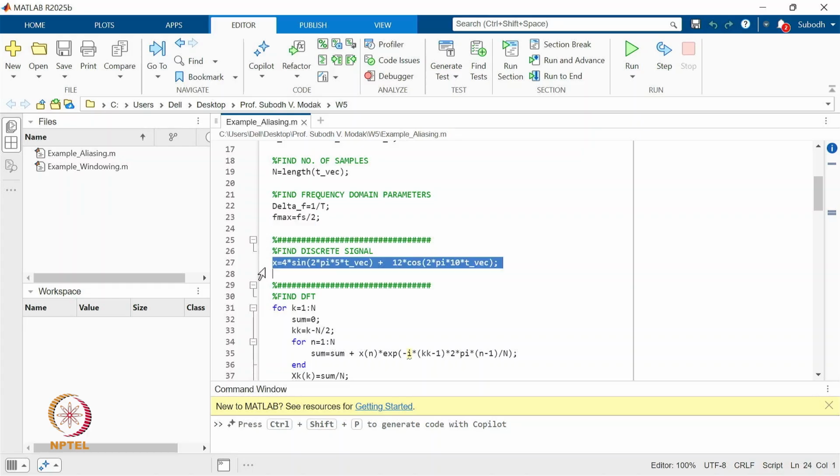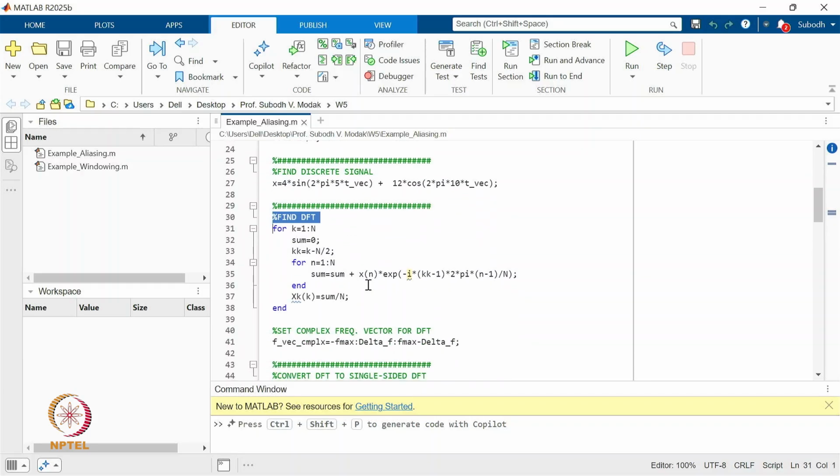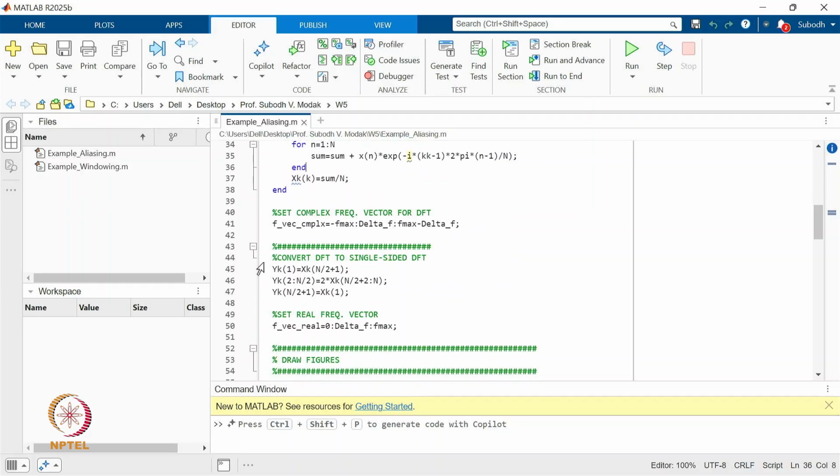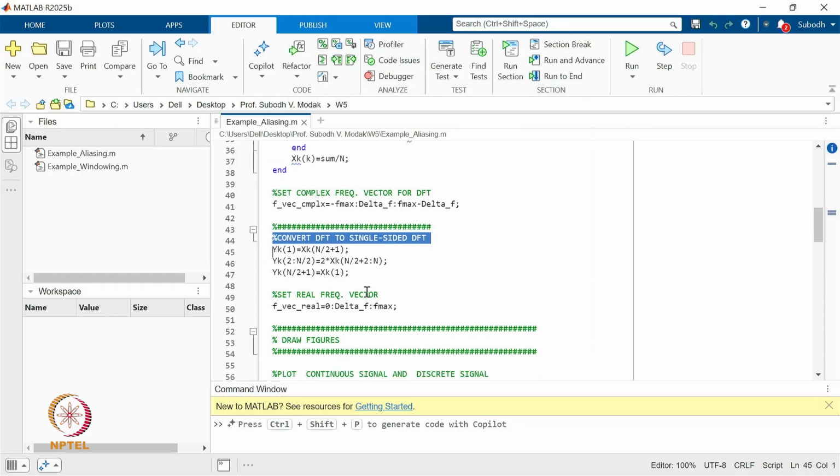And then I am finding the discrete signal. This was given to us in the example: 4 sin 2 pi 5 t. In place of t I have substituted the vector of time, so that I get a complete vector of the discrete time signal, plus 12 cos 2 pi 10 t. Then this is the program for DFT which we used in the earlier example in an earlier session. This is the same code, I have just copied it. Then I am finding here the one sided DFT, which is something we are going to see the results for.